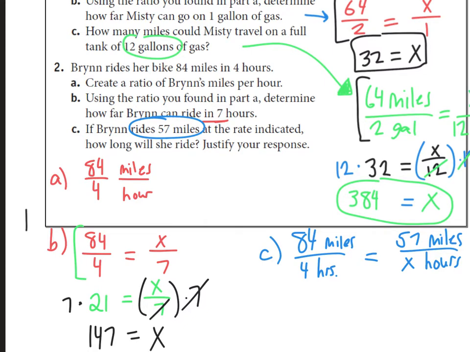Okay, so this one's a little different. The variable that we need, the x, is in the denominator there. So let's do one thing first though. Let's simplify since we can. Again, this 84 over 4, we know 84 divided by 4 does equal 21. So our equation becomes 21 equals 57 over x.